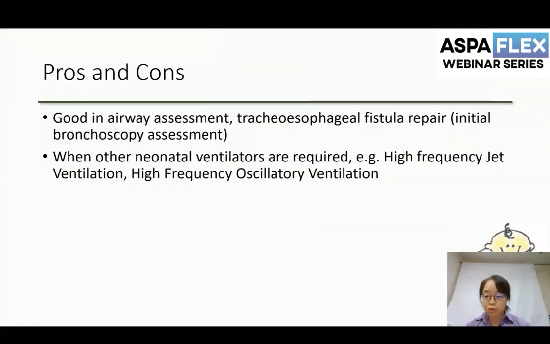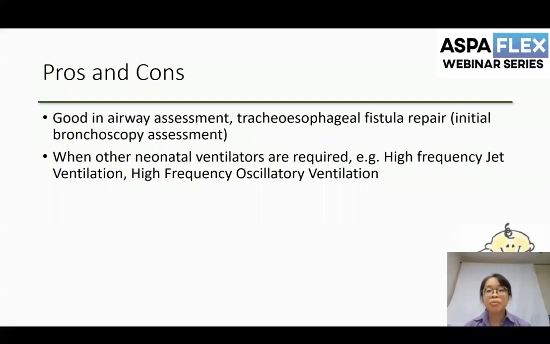Okay, so that was the case, and for the last two slides, I'm just going to talk briefly about the pros and cons of TIVA in neonates. I think we all agree that TIVA is very good in airway assessment. It applies in neonates as well, especially when we have to do tracheoesophageal fistula repair. For the initial bronchoscopy assessment for the fistula, it becomes very handy that you can still maintain the patient on spontaneous breathing, and you won't have a problem achieving the depth of anesthesia that you require to avoid any untoward events.